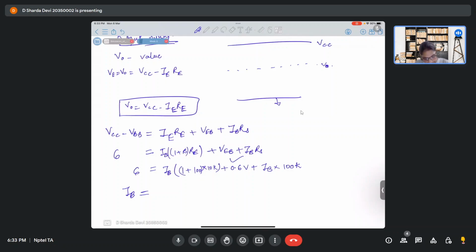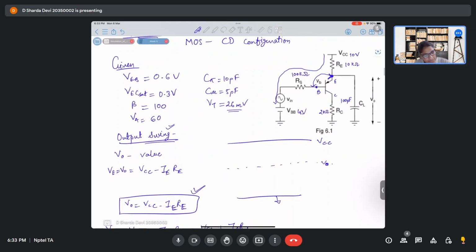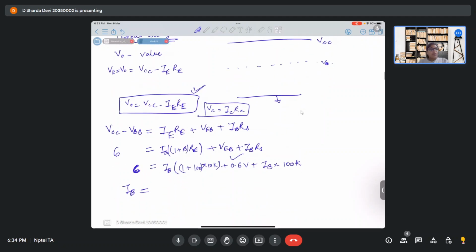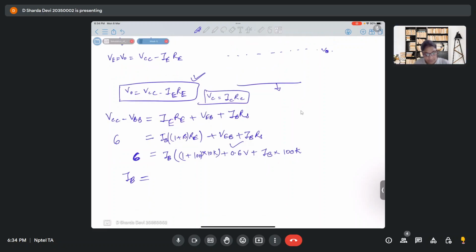So what is the value of IB? The moment we find IB, we can find V0, as well as we can find this VC also. VC will be simply IC RC. So what is the value of IB that we are getting? It's coming around 4.86 microamperes.